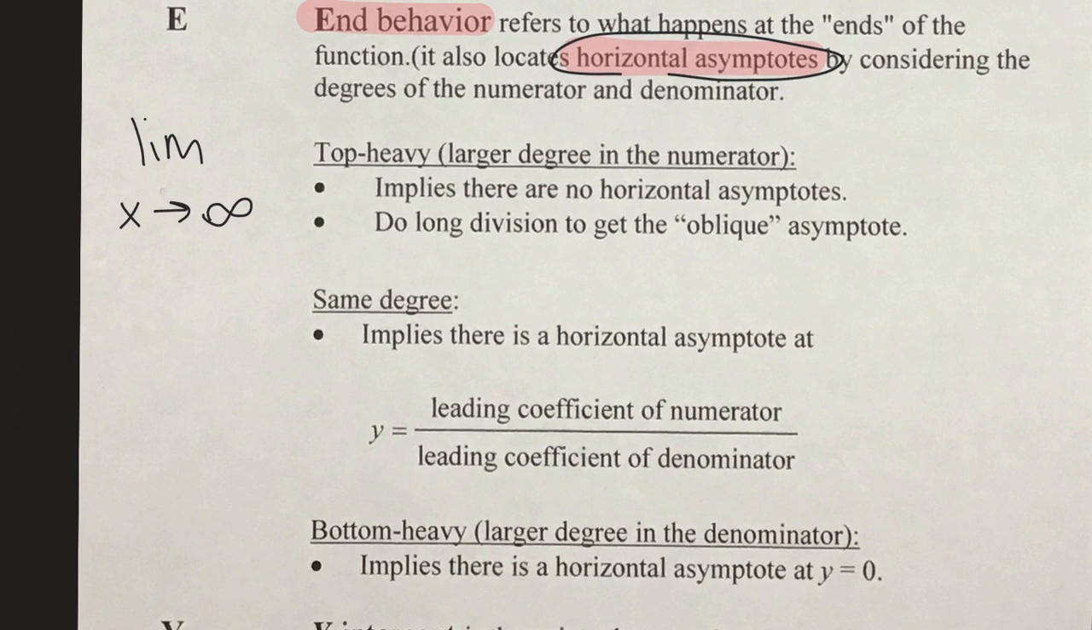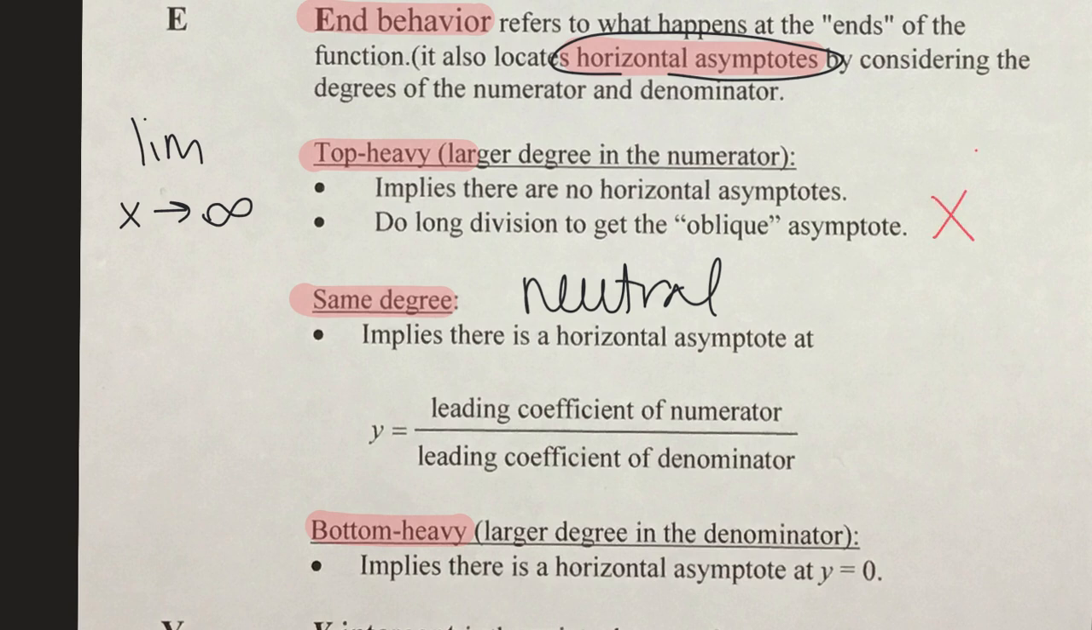Is your rational equation top-heavy? Is your rational equation neutral? So we're going to call this neutral. It says same degree, but I like the word neutral better. So is it top-heavy? Is it neutral? Or is it bottom-heavy? Okay, so when we're doing this, we're looking at the degrees of the exponent.